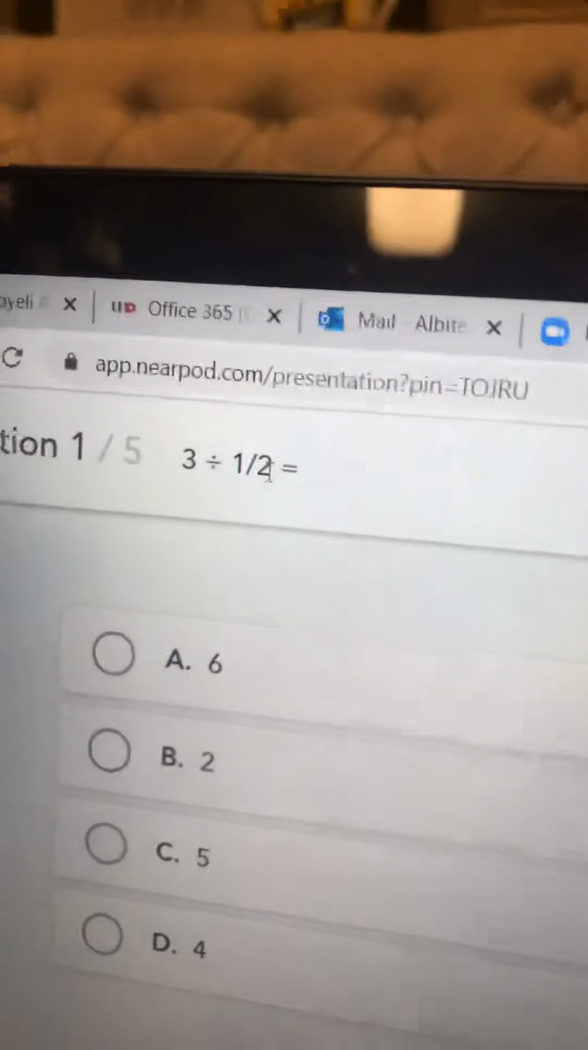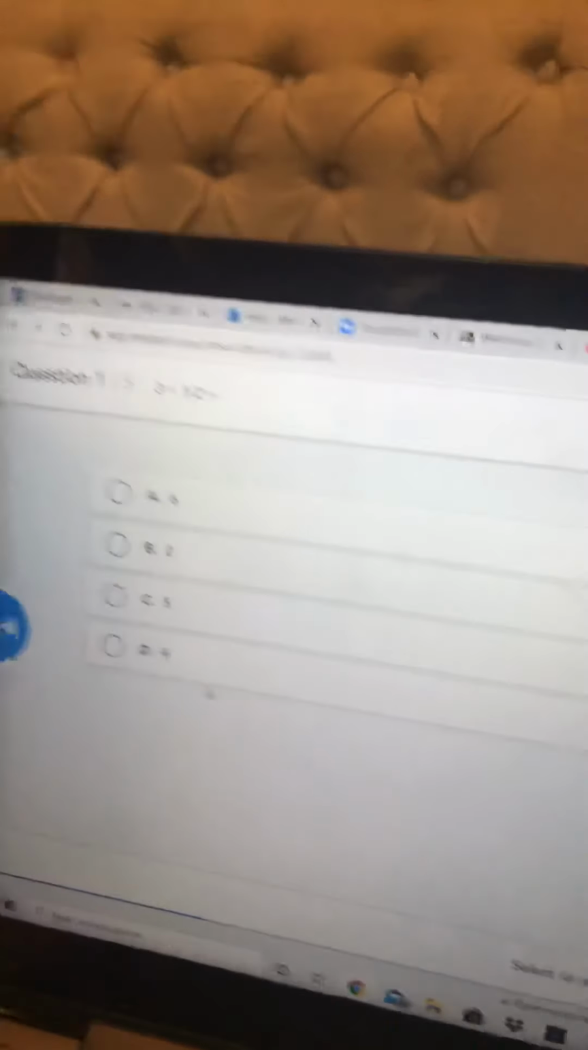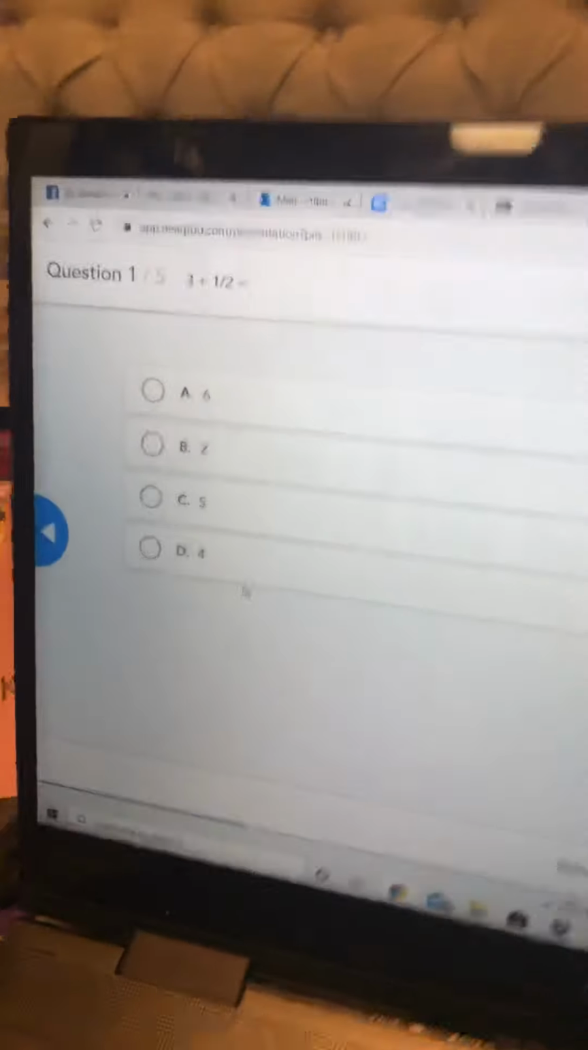This quiz is 5 questions. As you can see, the problem is 3 divided by 1/2, and then you have multiple choice, A, B, C, and D. Make sure you use your notes. Make sure you use your foldable, and good luck.